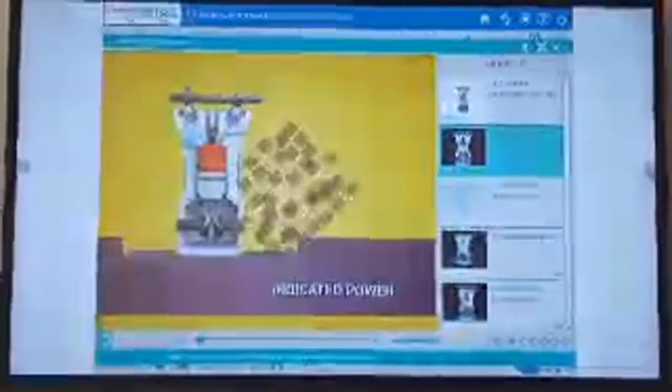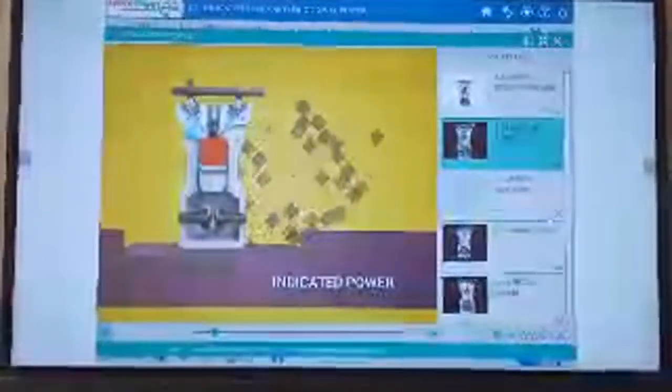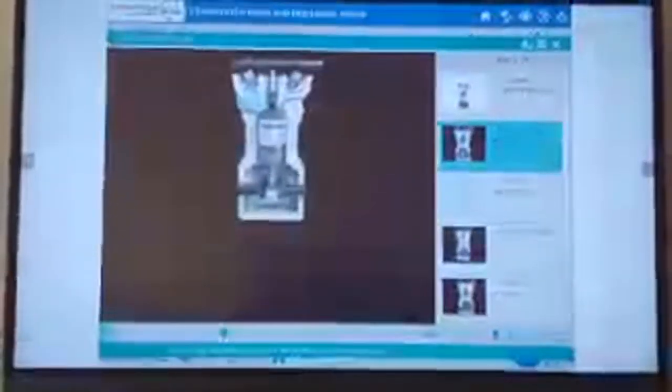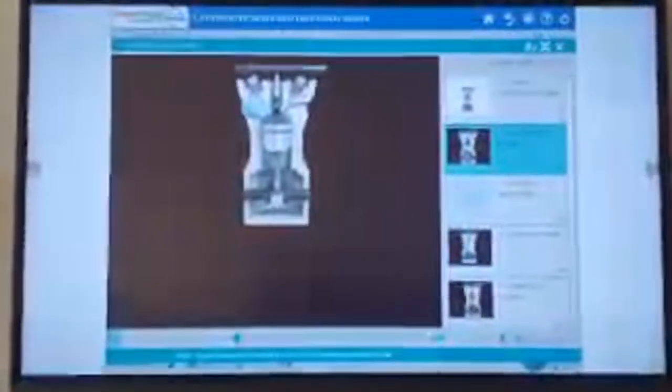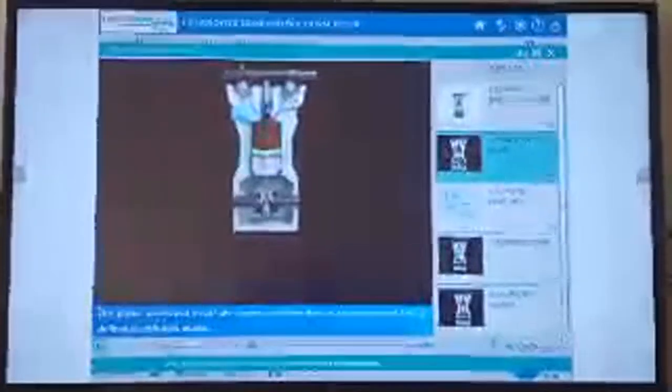Indicated power. In this video, we will discuss the indicated power. Let us see the model of indicated power of engine. The power developed inside the engine cylinder due to combustion of fuel is defined as indicated power.